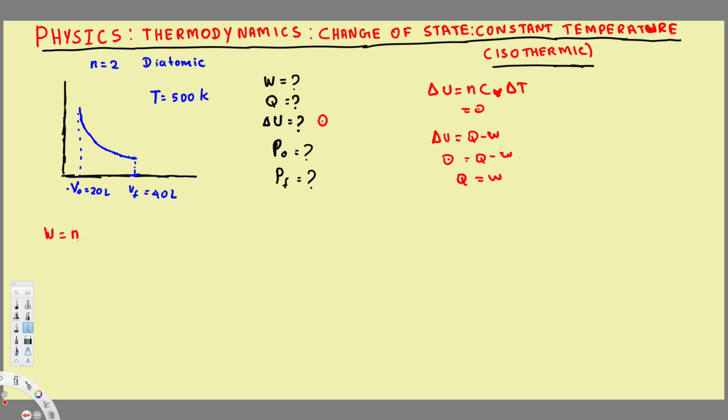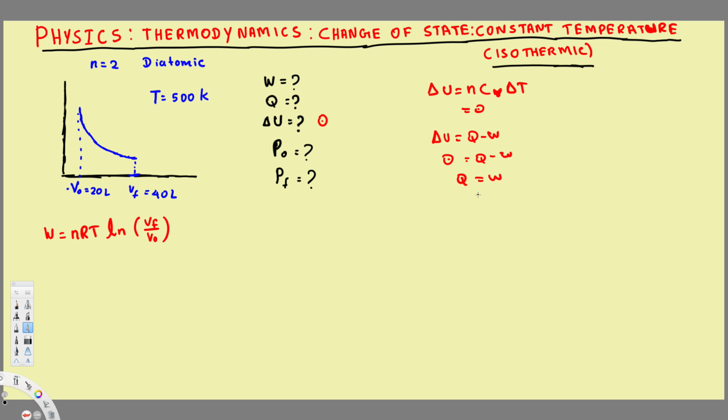W is equal to nRT ln V final over V initial, right? So this is the equation. Whenever we have isothermal, we use this. If you want to know why, there's a reason behind it. If you look at the isothermal graph, it always curves like this. It's not going to be a straight line.